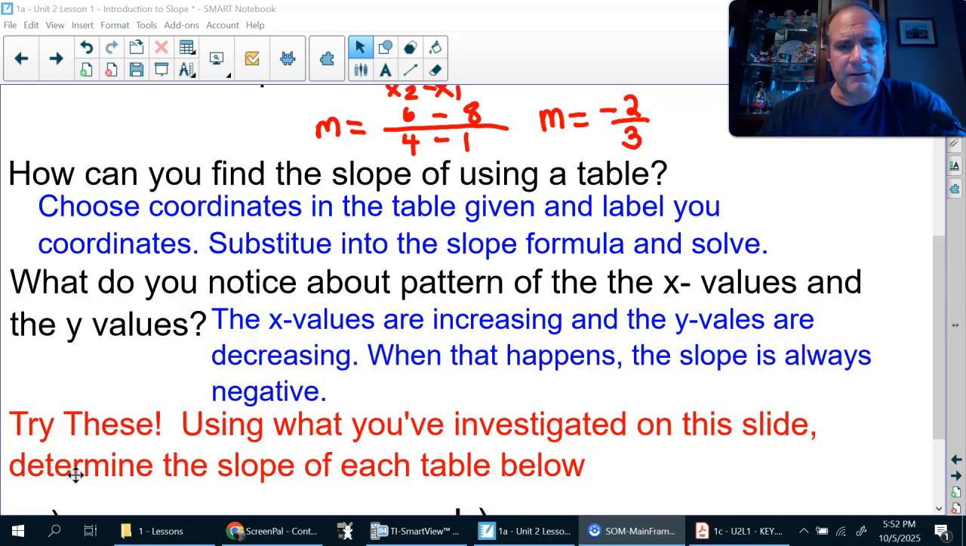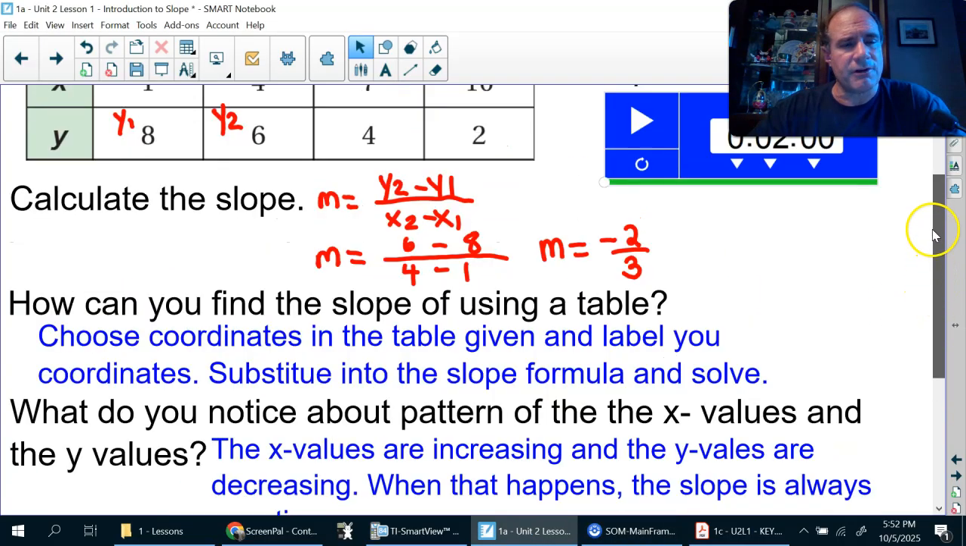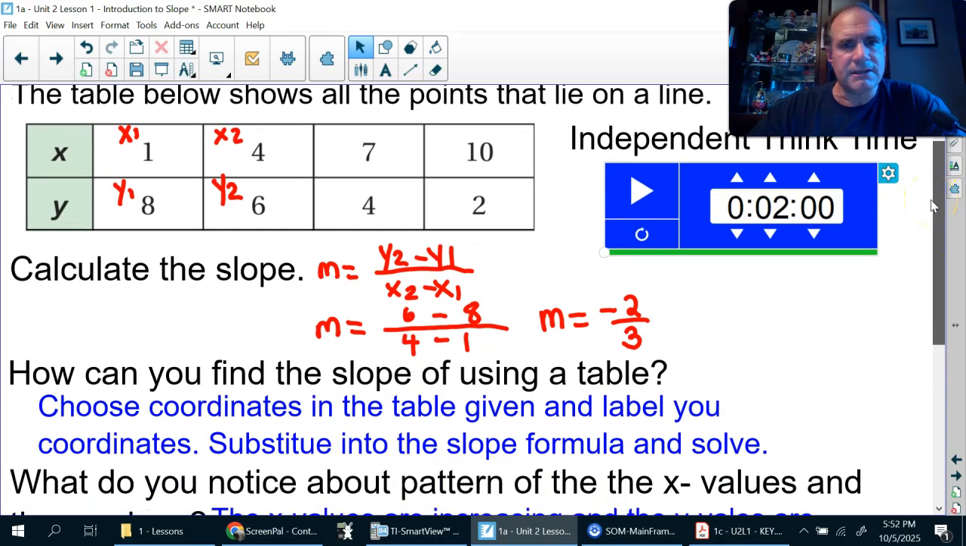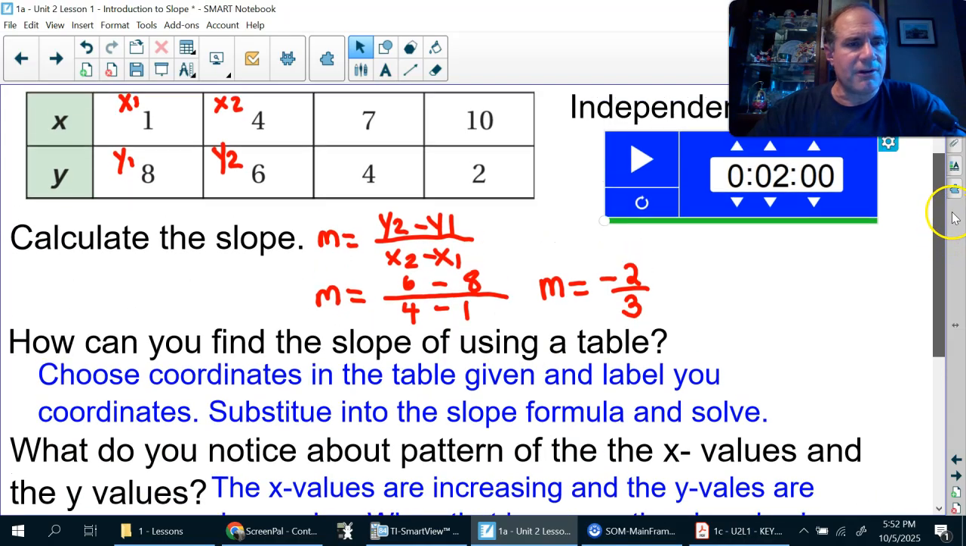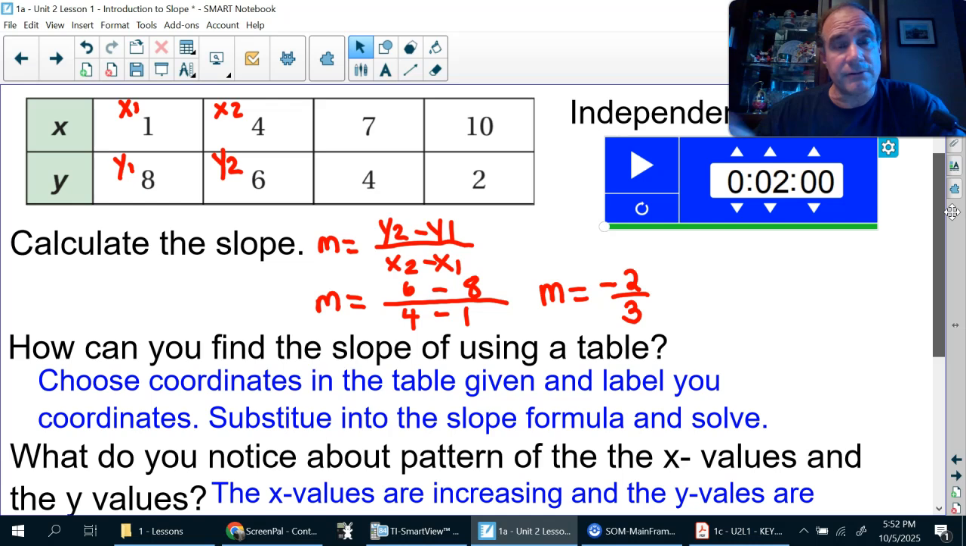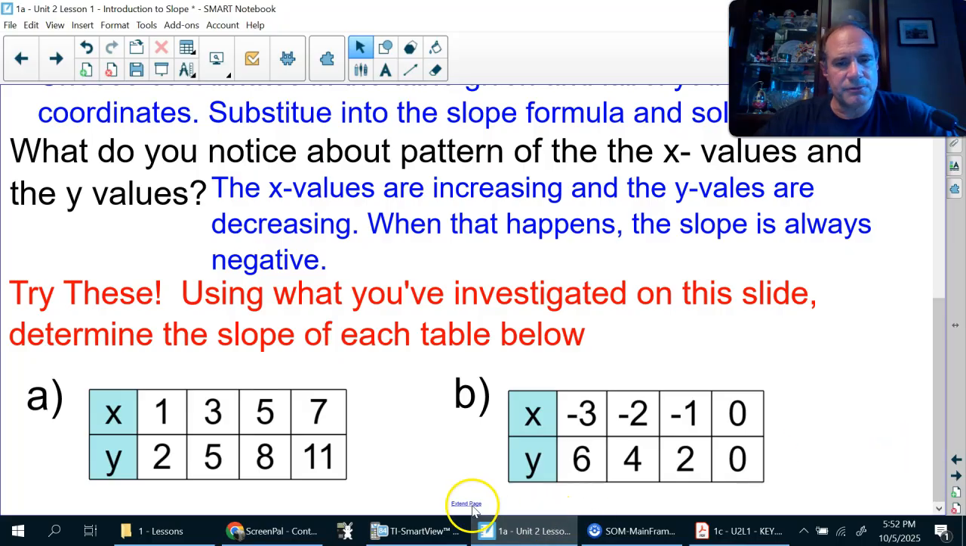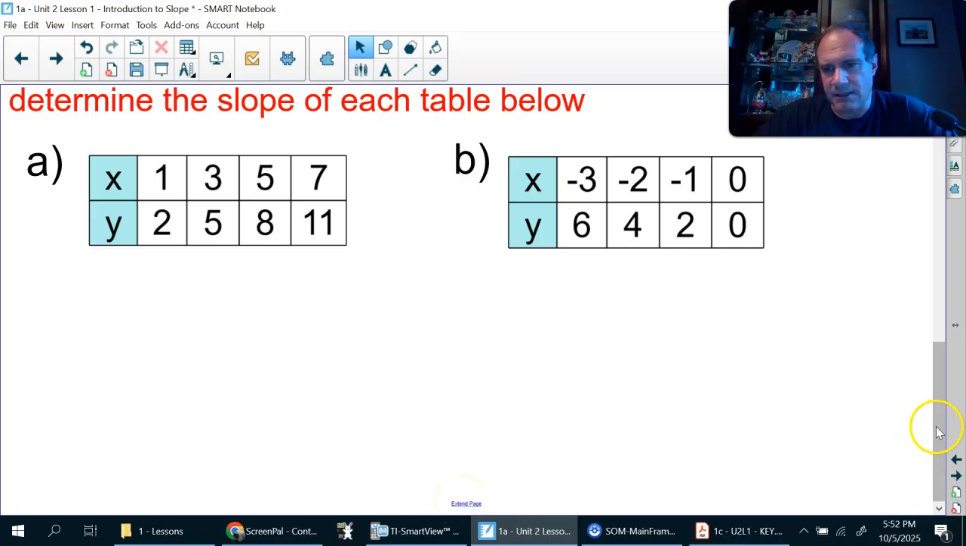What do you notice about the pattern of the x values and y values? Well, the x values are going up. They're increasing. You see how the x values are going from 1, 4, 7, 10. And then the y values are decreasing at the time where the x values are increasing. So think about the line going like this. The x value is increasing and the y is decreasing. So the line's going down from left to right. It is always going to be a negative slope.